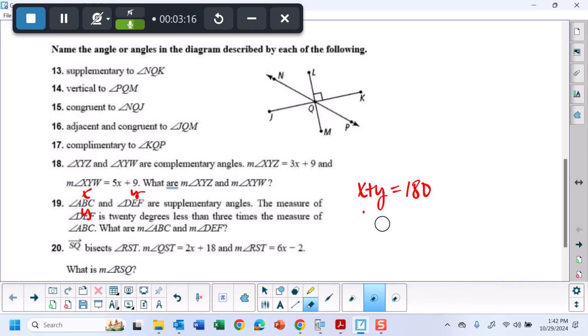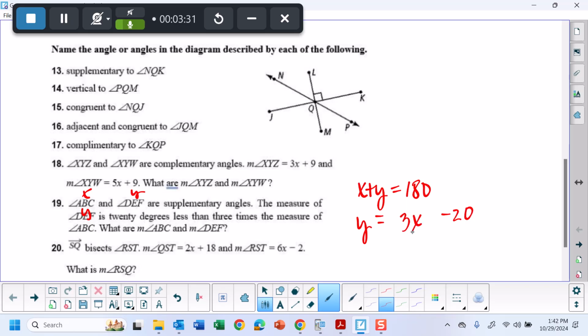So let's just go ahead and call it Y. Y is equal to 20 degrees less than, that's one of those ones that translates backwards, 20 degrees less than 3 times the measure of ABC, which is what X is. This is what we've been trying to get you to review by giving you a system of equations. Anytime you have 2 unknown variables and 2 equations, you can use one to solve the other. So this one here goes in for Y.